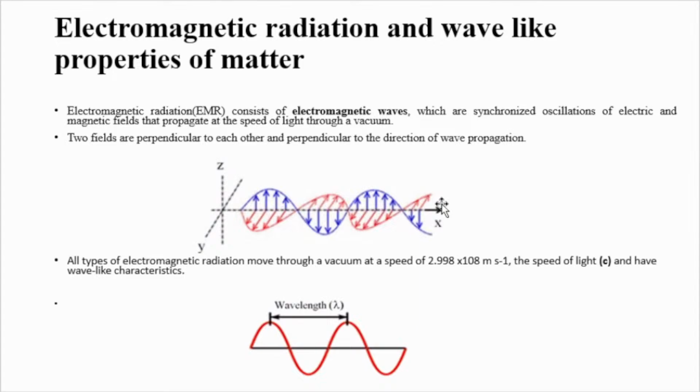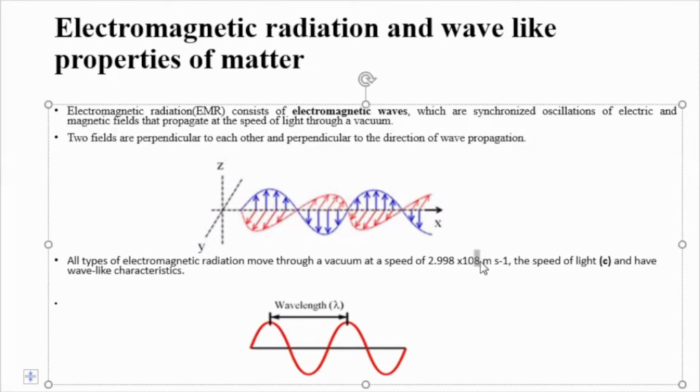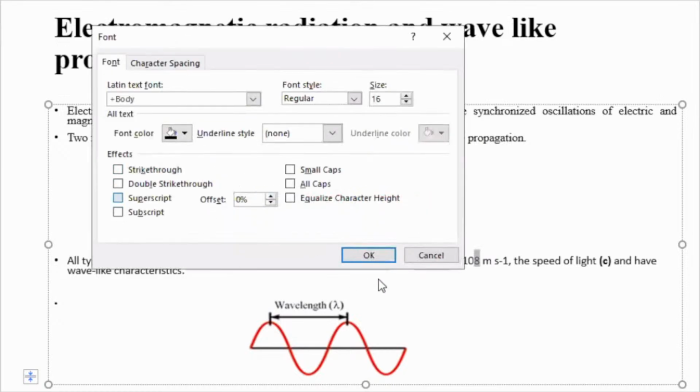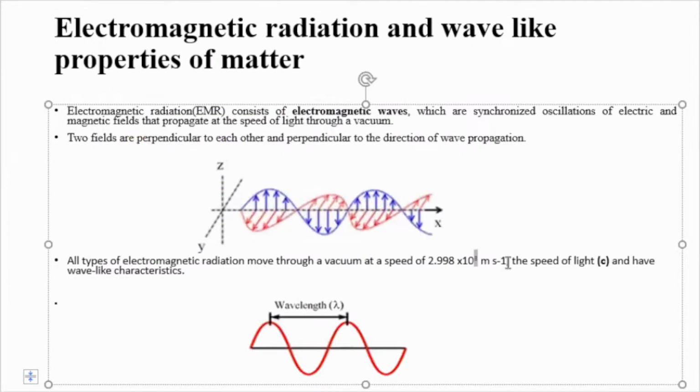So these all are when it travels through a vacuum. If an electromagnetic wave travels through a vacuum, the speed of the electromagnetic wave is 2.998 into 10 to the power 8 m s minus 1. That is the speed of light.